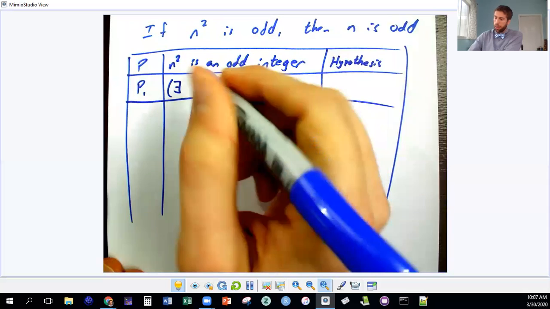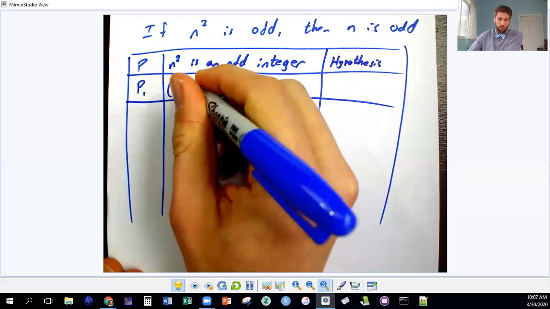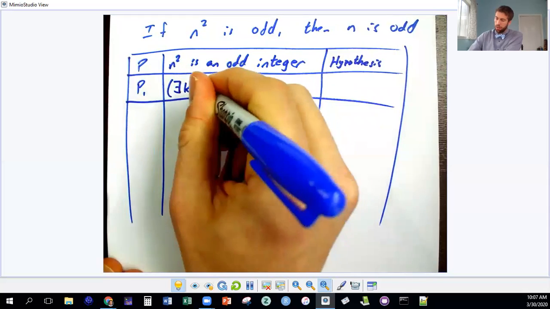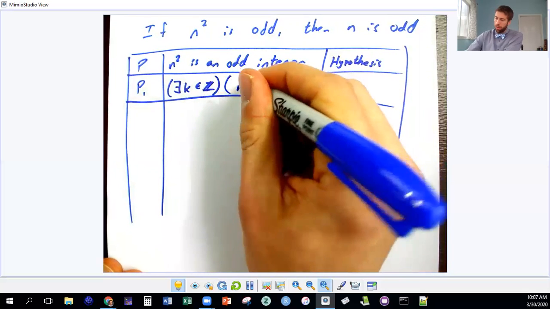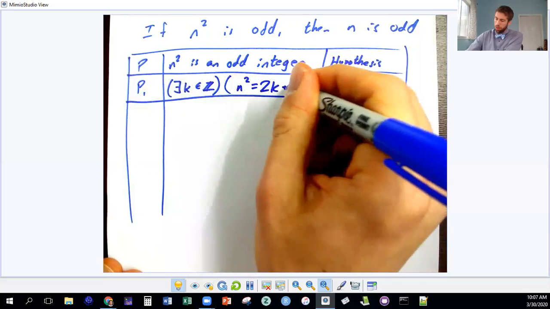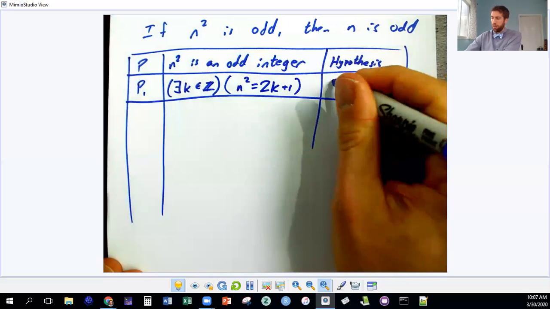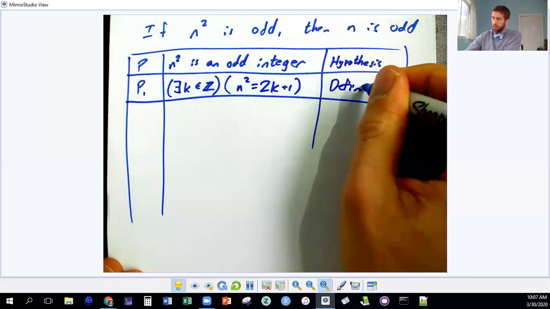What does it mean for n squared to be odd? There exists some other integer, call this one k, such that n squared equals 2k plus 1. So that's the definition of odd.